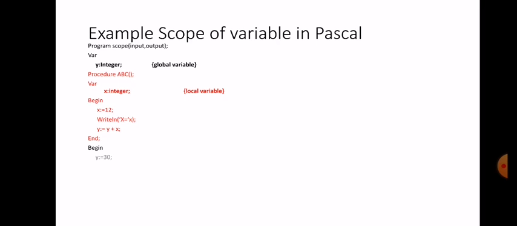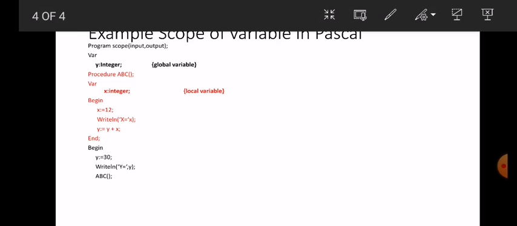Then the main body of this program will have the assignment statement where it assigns the global variable the value 30, y equals 30. Then we display the value of y after assigning it. Then after that, we will call the procedure ABC. When we call the procedure ABC, what that implies is that the main program will pause its execution, and the control will be taken to the procedure.